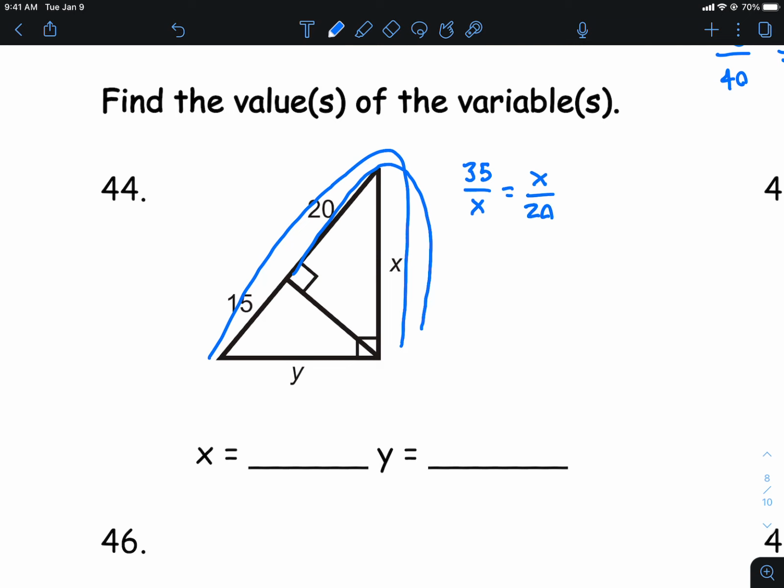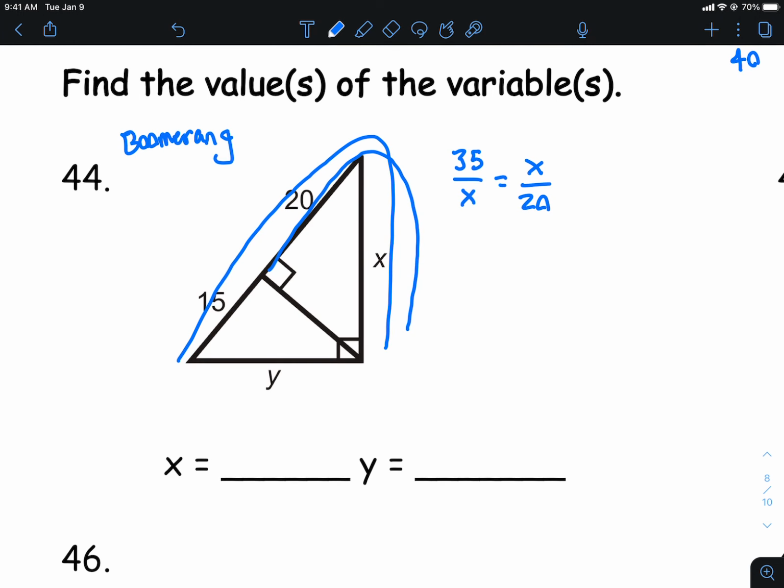And I call this boomerang. It's kind of like a boomerang. Like when you throw a boomerang, you go towards one direction and then it comes back to you a little bit. So that's my little trick there of figuring out how to set that up. So you do that with boomerang. You always start with the hypotenuse, the longest side. So that right there, the 35, the X, and then X to 20 right there.